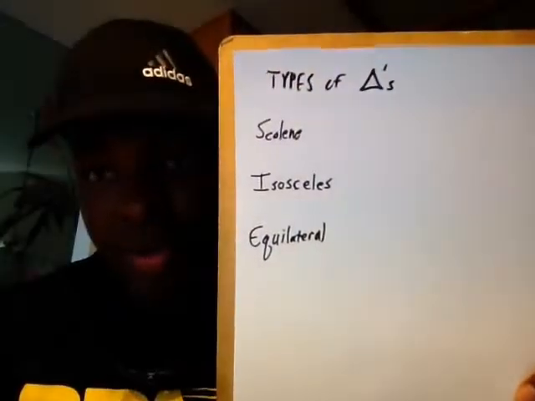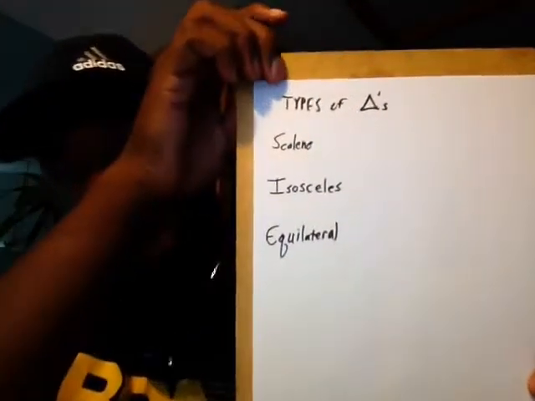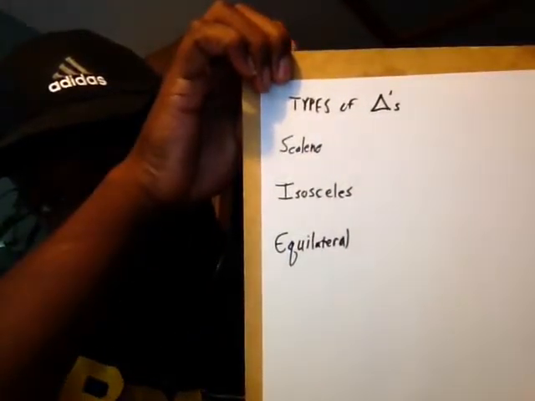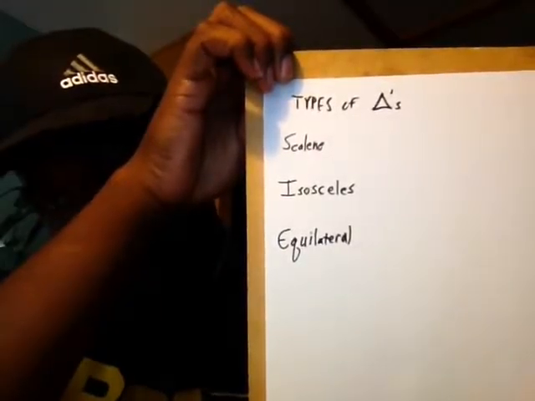All right, so types of triangles. So scalene, isosceles, equilateral. Okay. Types of triangles, this is how you spell it. Okay? Pause the video, spell it. Write it in your notes.